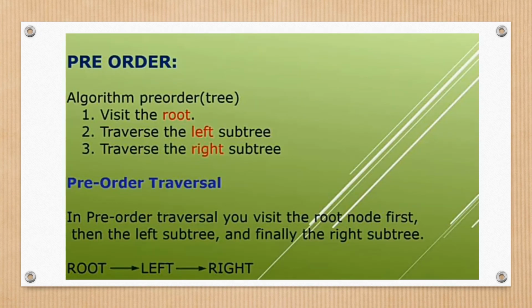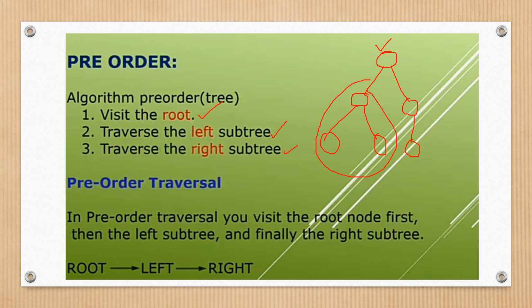First one is pre-order. In pre-order, first we will visit the root and traverse the left subtree, and after that traverse the right subtree. For example, here is a tree. First we have to visit the root. Then what is the left subtree? This is the left subtree.